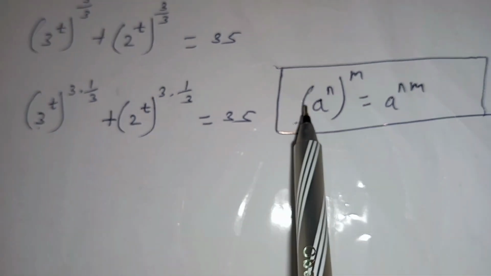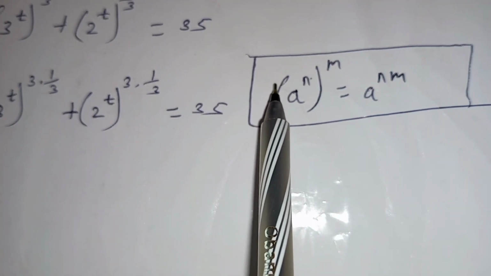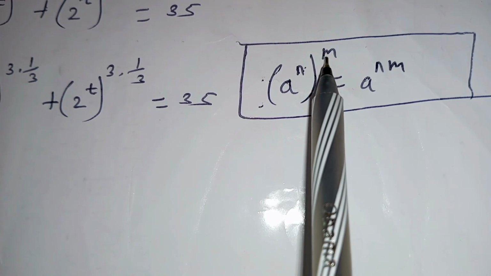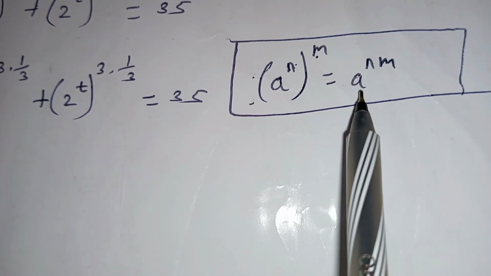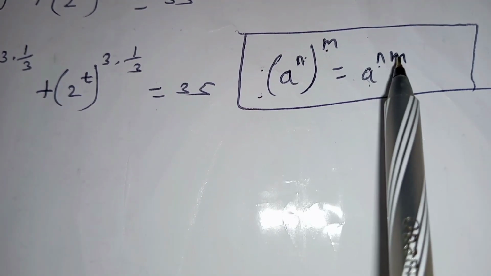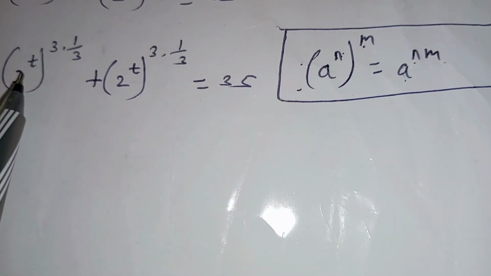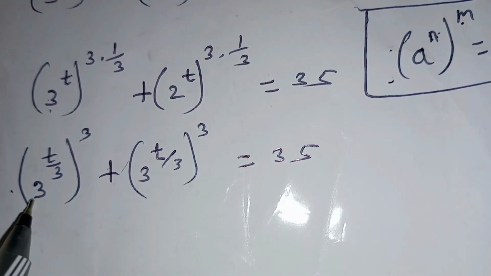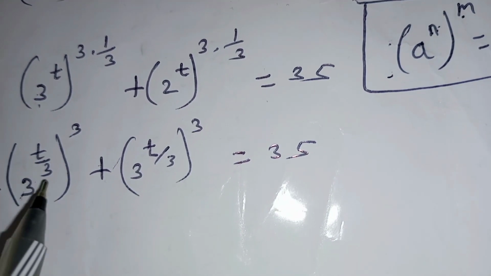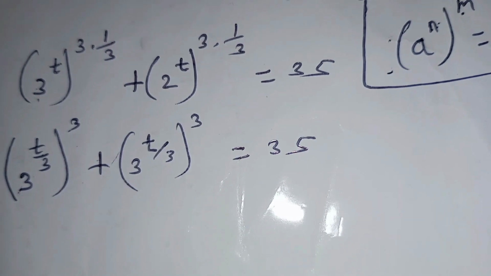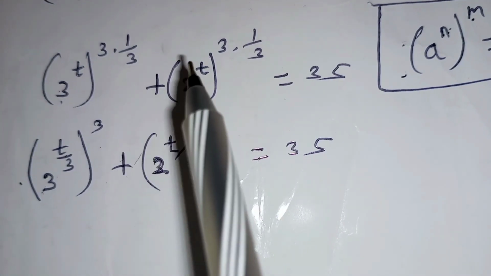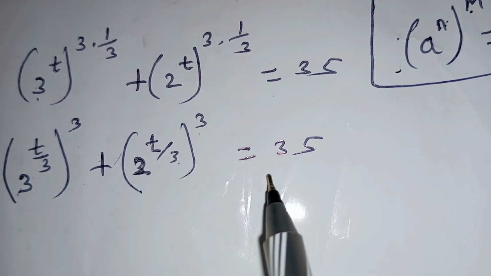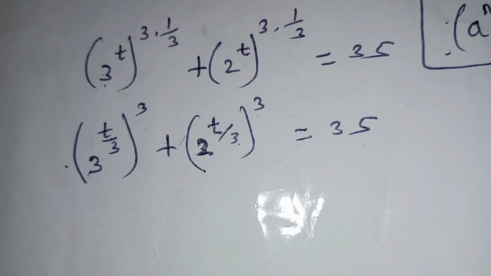We are going to employ this law of indices, which tells us that in bracket a to the power of n, everything to the power of m, is the same as a to the power of n multiplied by m. So we are going to use that here so that we obtain bracket 3 to the power of t over 3, everything cubic, plus this 2 here to the power of t over 3, everything cubic, is equal to that 35.